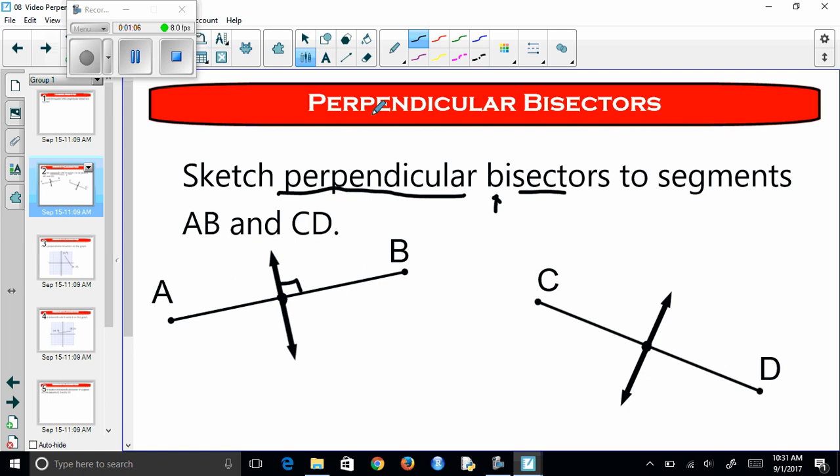Now to mark it correctly, we have to have a 90-degree angle and show this side is congruent to this side. Over here I have a 90-degree angle, show this side is congruent to this side.